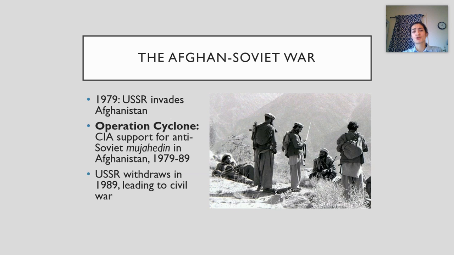The U.S. does, in the shorter term, succeed in bogging the Soviets down in Afghanistan, although it's not 100% clear that American aid is the only factor leading to the difficulty of that war for the Soviets. The Soviets finally withdraw in 1989, and Afghanistan then descends into civil war.